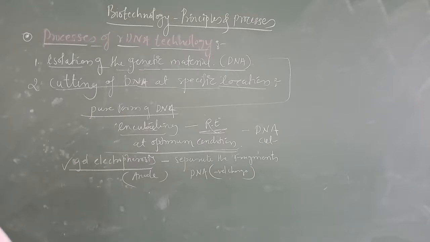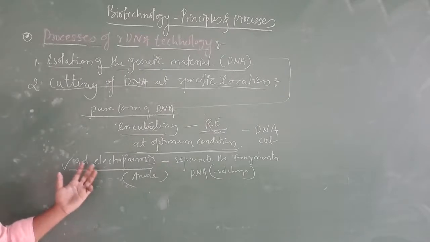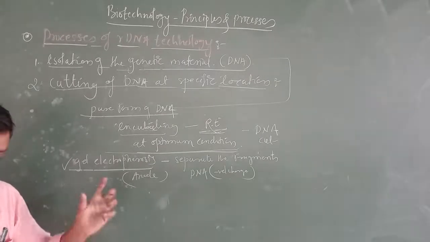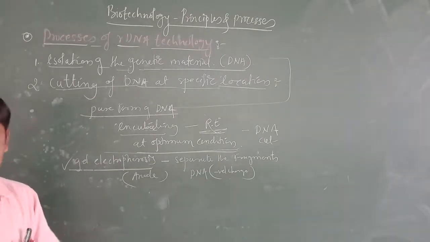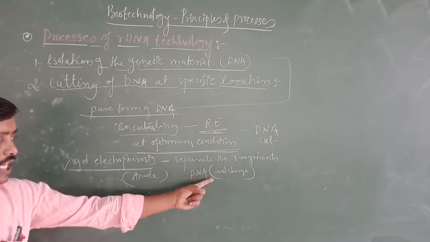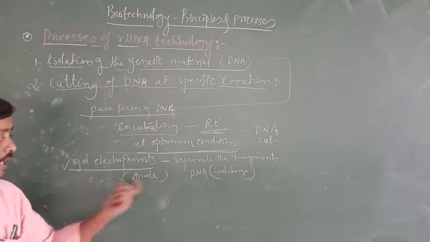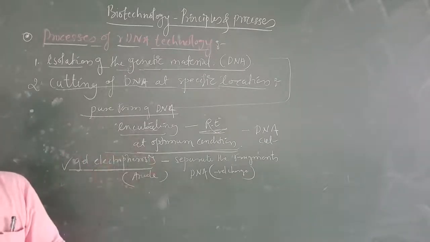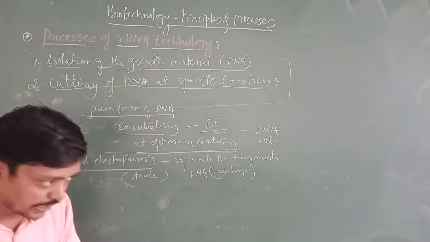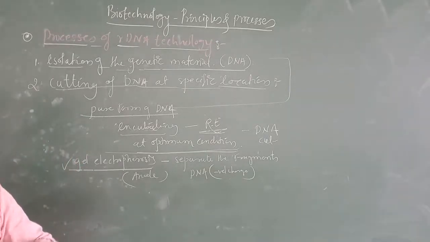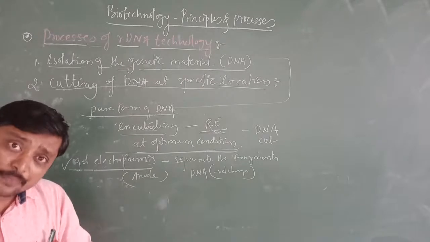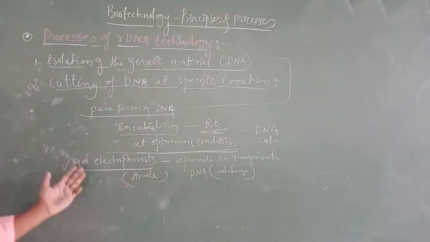Then you all know about the processes in gel electrophoresis: you are going to use an agar gel as the matrix and apply the electric force. At that time the DNA is a negatively charged molecule, so the fragments start moving towards the anode. The bands are obtained on the agar gel. Then you are going for staining with ethidium bromide. After the staining with ethidium bromide, the bands become visible. Then you are going to cut and separate. That is what elution is. Okay, it comes under electrophoresis.